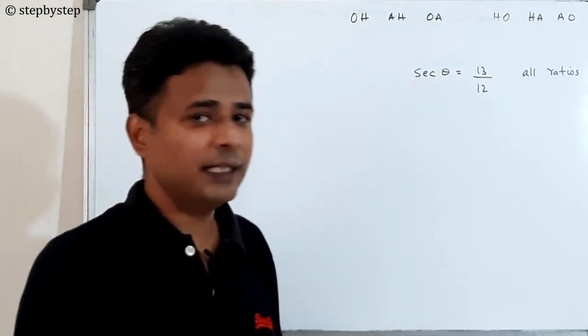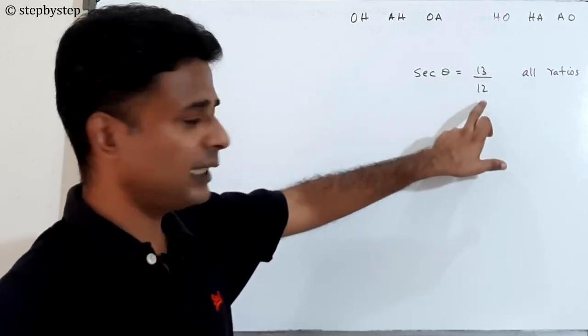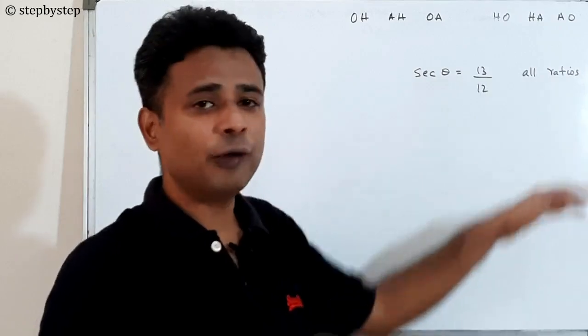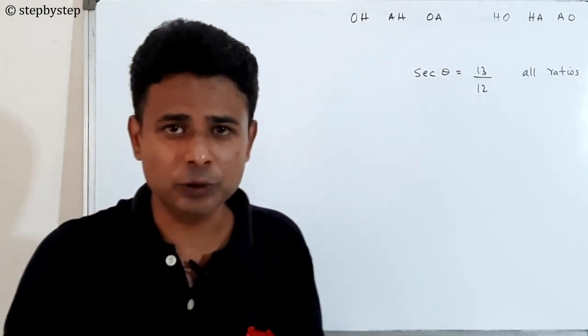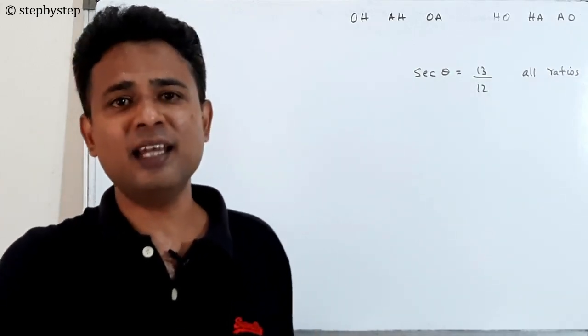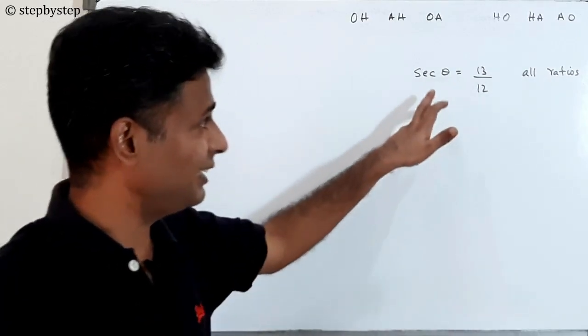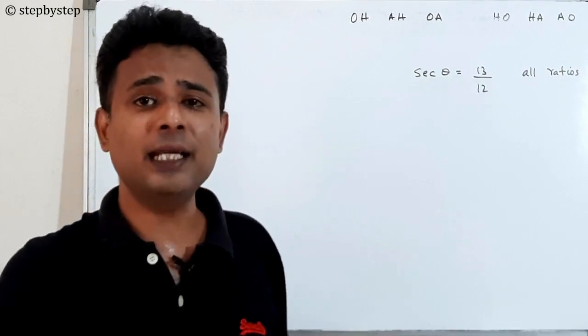Alright guys, now the next question, fifth question. They have told us sec theta is 13 by 12 and they have asked us to find all other trigonometric ratios. Now how many trigonometric ratios are there? There are 6: sin, cos, tan and their reciprocals, that is cosec, sec and cot, out of which they have given us sec, so we have to find the remaining 5.